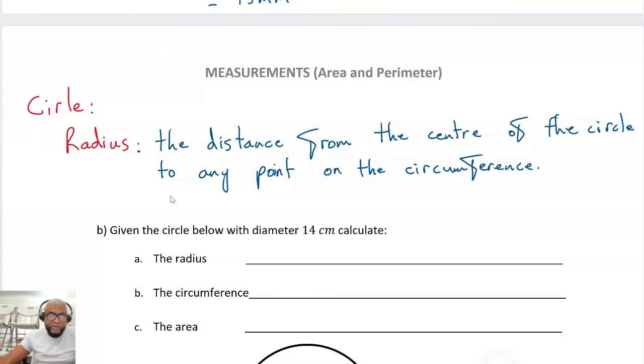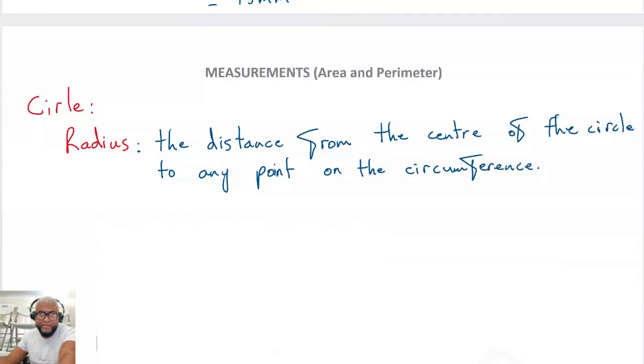All right, so I'm going to give you a visual on it. A radius is, you have a circle, boom, right? You have the center of your circle here, and your radius is just a line that goes from the center to any point on your circumference, right? So this here would be my radius.